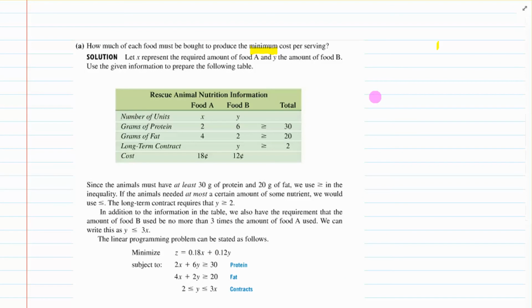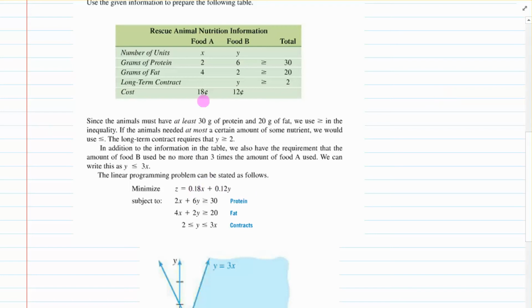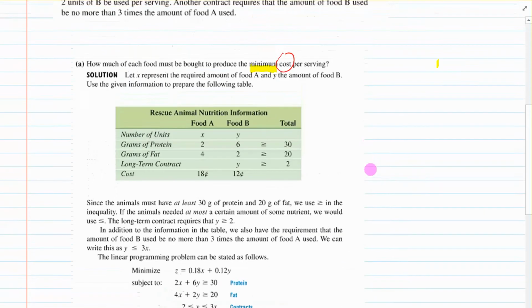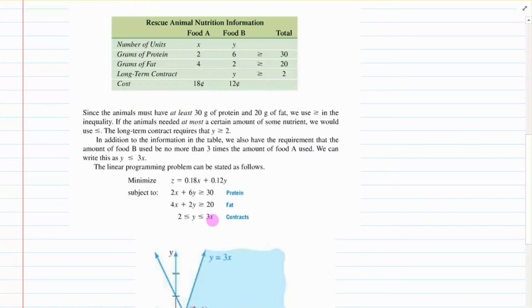So that's how we get. Now, we are trying to minimize the cost. So minimize the cost is what we're trying to do, and that helps you come up with your objective function. So 18 cents times the units of A, so 0.18x plus 0.12y. If we want to minimize the cost, that's our function, z equals that. Subject to 2x plus 6y has to be greater than or equal to 30. 4x plus 2y has to be greater than or equal to 20. And y has to be greater than or equal to 2. And the last part of this said no more than 3 times the food in A, so y has to be less than or equal to 3x.